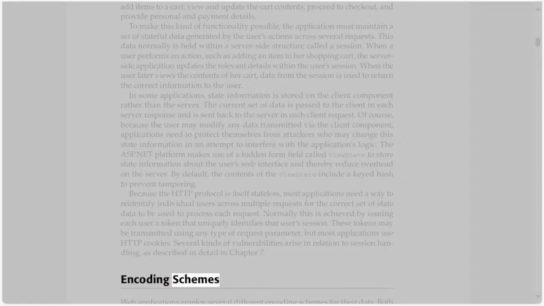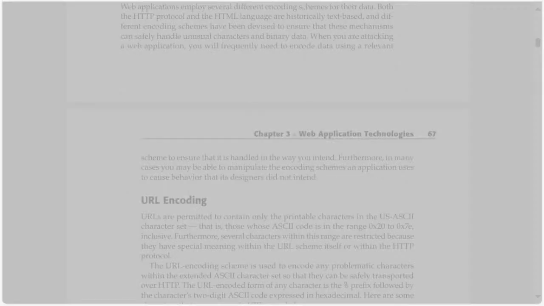Encoding schemes. Web applications employ several different encoding schemes for their data. Both the HTTP protocol and the HTML language are historically text-based, and different encoding schemes have been devised to ensure that these mechanisms can safely handle unusual characters and binary data. When you are attacking a web application, you will frequently need to encode data using a relevant scheme to ensure that it is handled in the way you intend. Furthermore, in many cases you may be able to manipulate the encoding schemes an application uses to cause behavior that its designers did not intend.